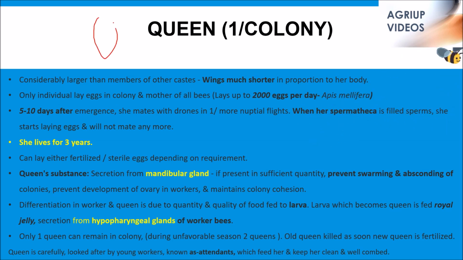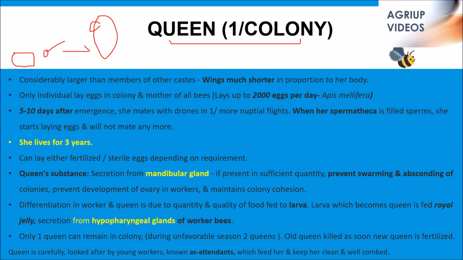Queen, if we say, she is larger in terms of body and the wings are small. She is the only individual which lays eggs in the colony, which is why she is called the mother of bees. If we give an example, Mellifera produces 2,000 eggs per day. After emergence as a queen, she goes for a flight which is called the nuptial flight, and in that flight the queen is going to mate with one of the drones.